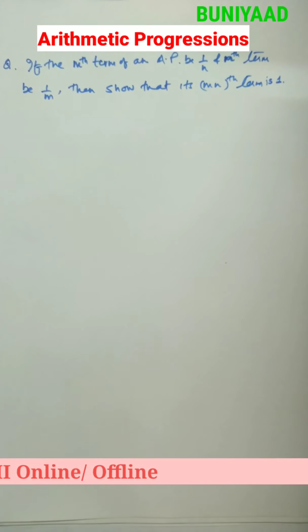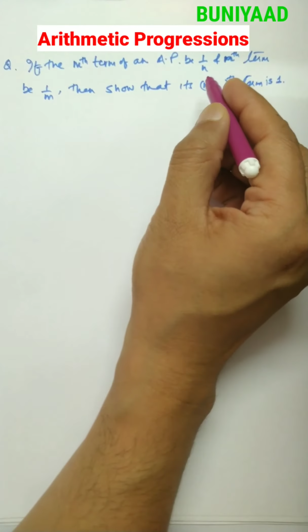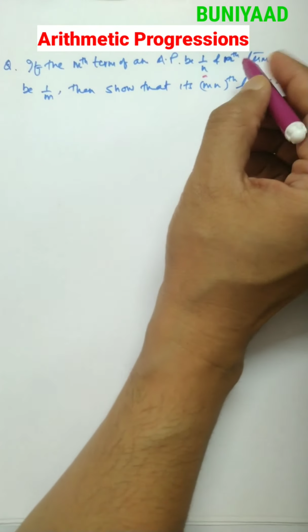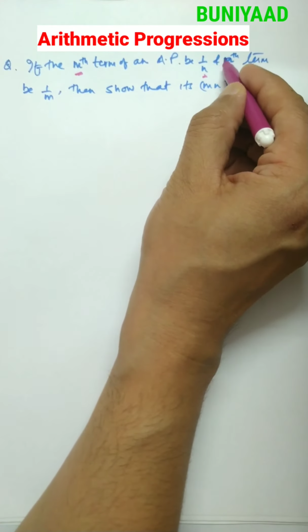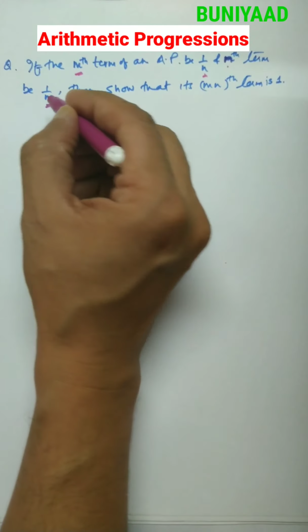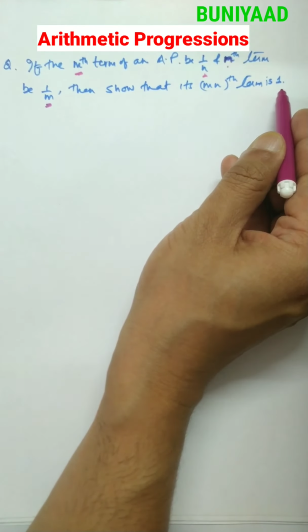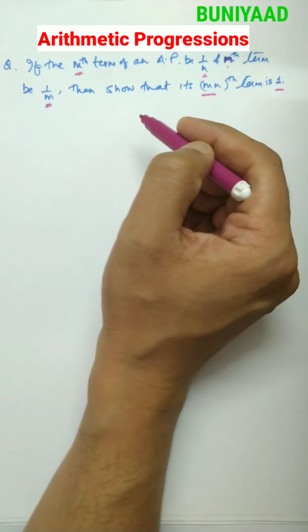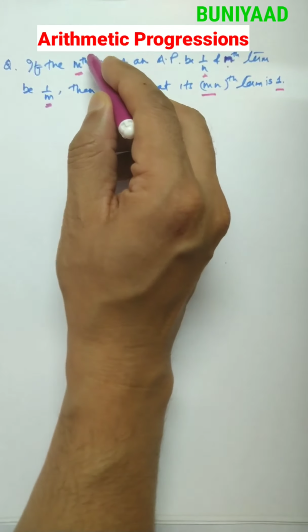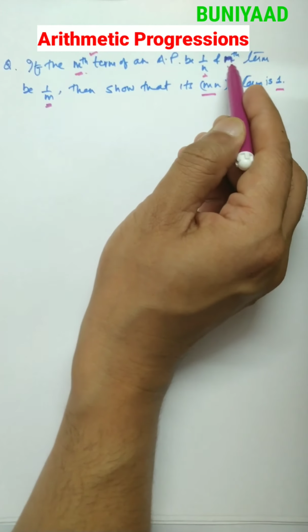The first question is, if the mth term of an AP is 1 by n and nth term is 1 by m, then show that its mnth term is 1. So you have to prove that its mnth term is 1. Now, two terms are given, mth term and nth term, right?